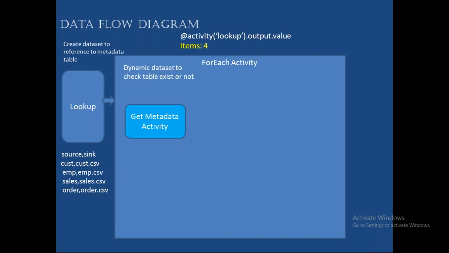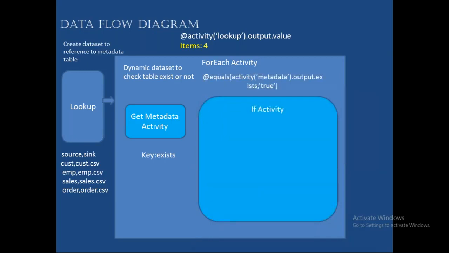See what the get metadata activity will do: a dynamic dataset to check whether the table exists or not. Why is it a dynamic dataset? Because you are going to pass the table names one by one to the get metadata activity. In this, you open the field list and select exists. If the table is available, exists will return true. If the table is not available, exists will return false. Now in the if activity, I will check @equals(activity('metadata').output.exists, true). True is not in single quotes; that we saw last time, there was a mistake. It should not be in single quotes.